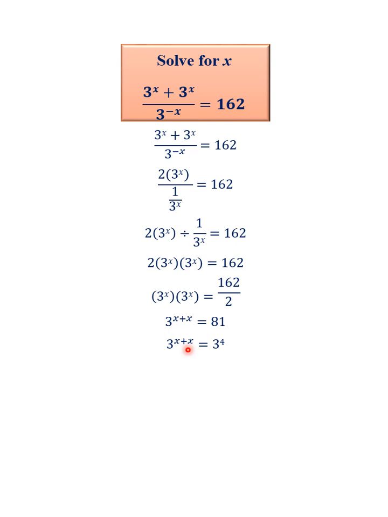So we can say x plus x equals 4. Of course, x plus x is 2x. So we are free to say 2x equals 4. And to obtain x, we simply divide both sides by 2. And that will give us x equal to 2. Very simple. The value of x is 2. If you plug in 2 into the place of x in this equation, you will discover that the left-hand side will be equal to 162.